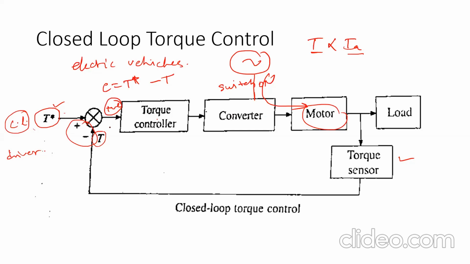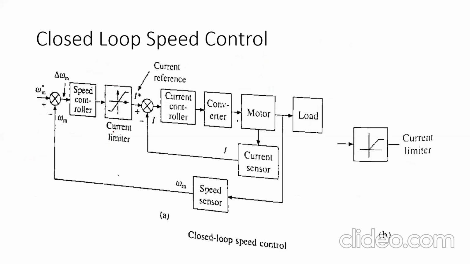And when this error is equal to 0, we can say that whatever speed is required by the driver, the electric vehicle is running at that speed. 60 speed was needed, and now it is running at 60. That means there is no need to press the accelerator now, so the input to the torque controller will be 0. Okay, everyone understood this closed loop torque control. Next is closed loop speed control. One minute.